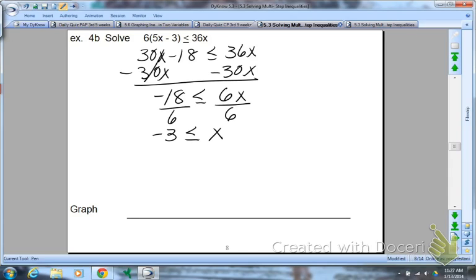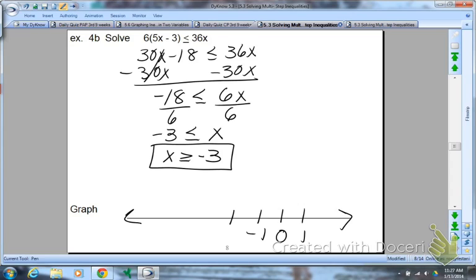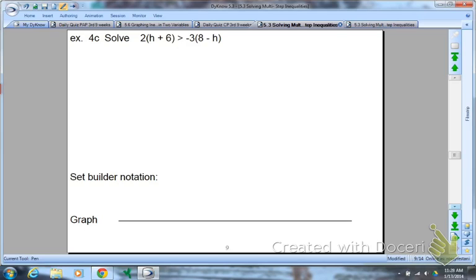Am I done? No. Now I need to rewrite it with the x being on the left side. So this is saying x is greater than or equal to -3. That is my final answer. Close circle at -3 and everything to the right. Okay, example 4C.